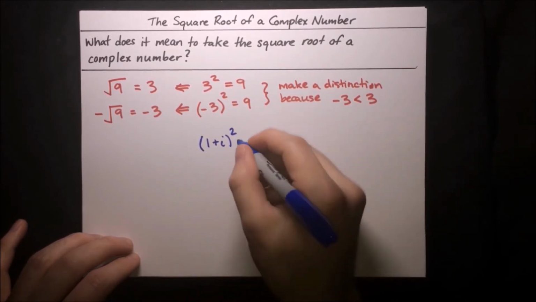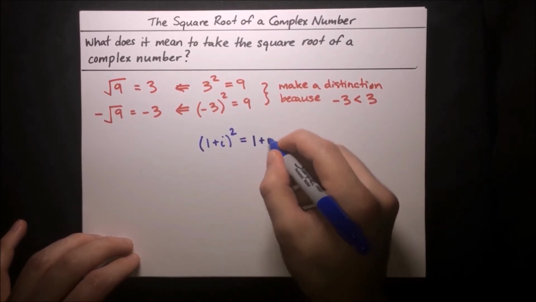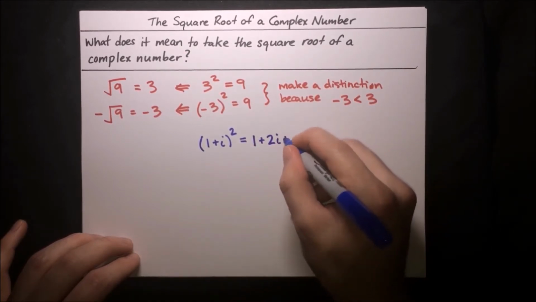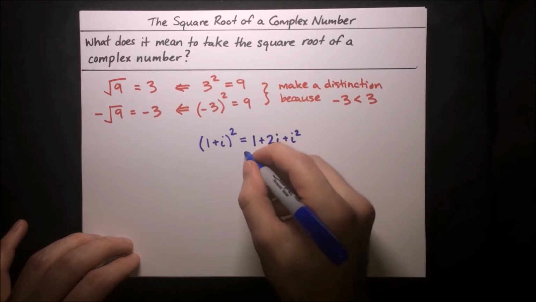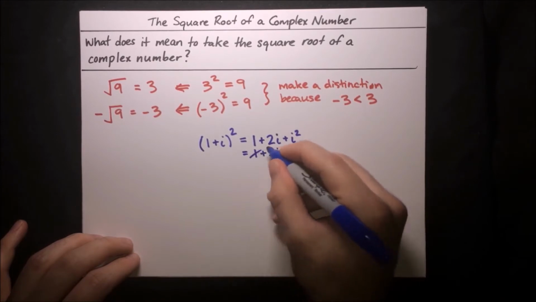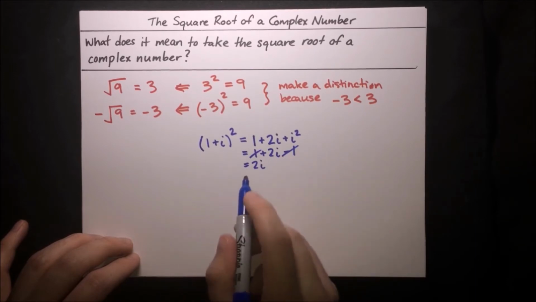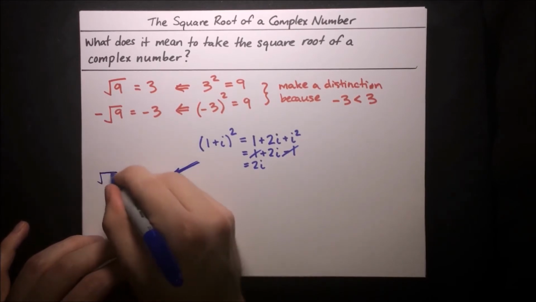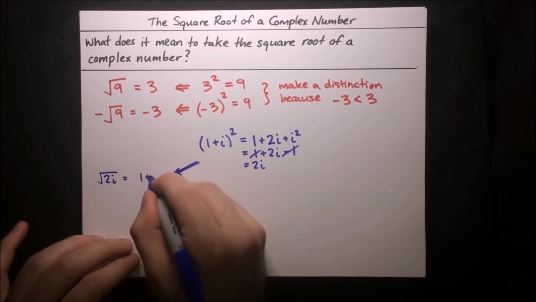So 1 plus i squared, that's just equal to, first of all, we've got 1 squared, which is just 1, and then plus 2 times 1 times i, so just plus 2i, and then plus i squared. And i squared we'll be able to simplify. i squared is just negative 1. So this comes out to 1 plus 2i minus 1, and then the 1 and the minus 1 cancel out, and we just have 2i. So using that, we can come up with a square root fact for the complex number 2i. The square root of 2i, based on this fact, it looks like it should be just 1 plus i.